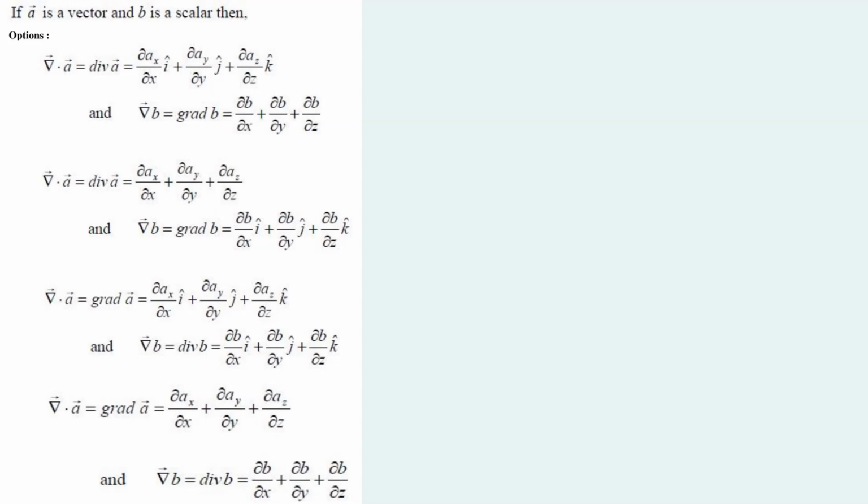Let's have a look at this question. Here A is a vector, B is a scalar. Then we have to find del dot A, del B. Before answering this question, let's understand what this del operator is.